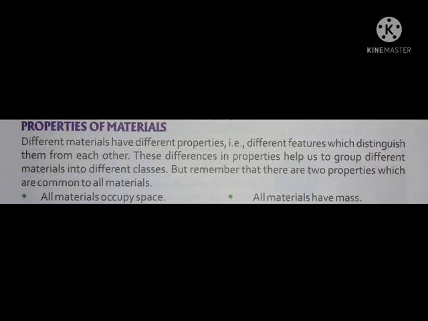Understand? But remember that there are 2 properties which are common to all materials. So you have to remember that there are 2 properties which are common to all materials. All materials occupy space, means for being a material they have to occupy space. All materials have mass, means they have their mass to being a material.